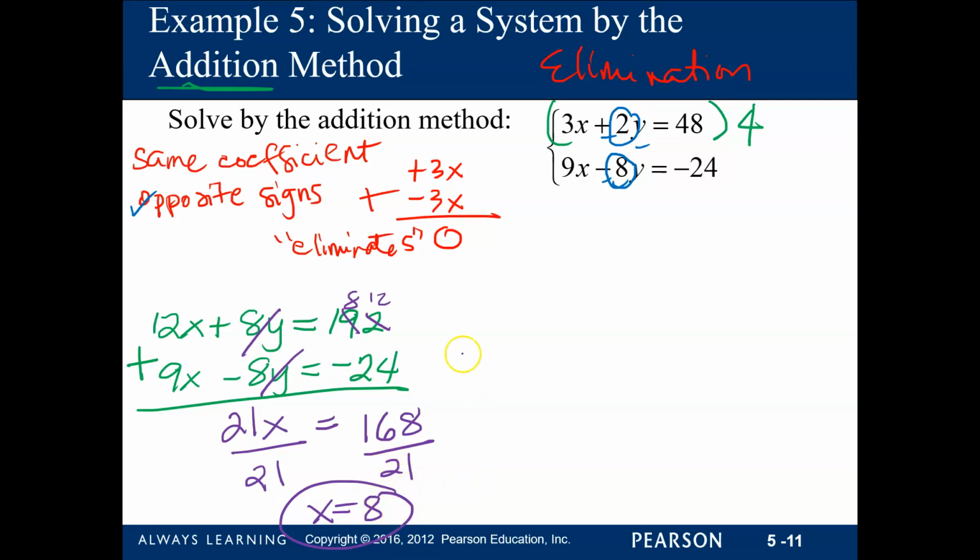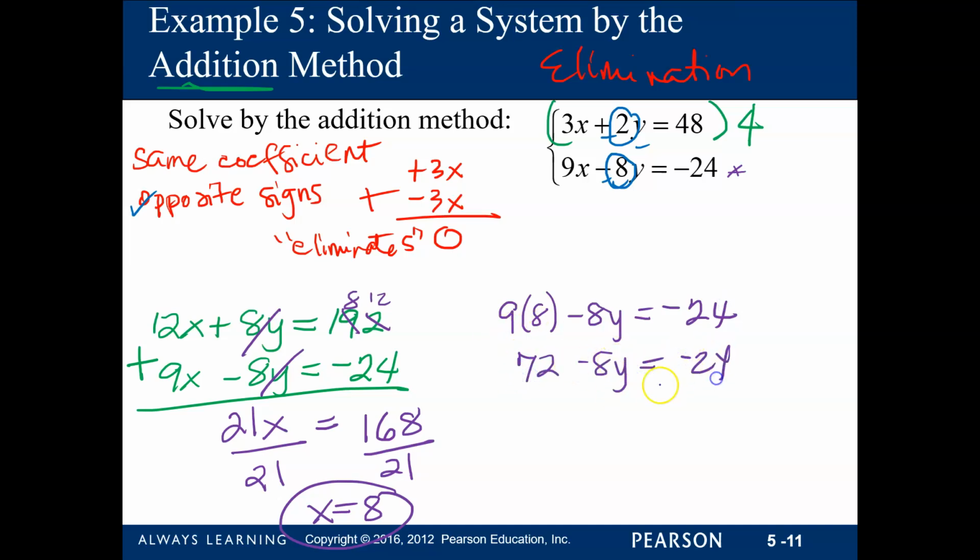All right, now, how do you solve for the y value? Well, you got two choices here. You can replace the x on the top equation, or you can replace it on the second equation. It doesn't matter. It will still give you the same value of y. So let's say we use this one, since this has smaller values. So we have 9 times the x, which is 8, minus 8y is equal to negative 24. 9 times 8 is a 72, minus 8y is equal to negative 24.